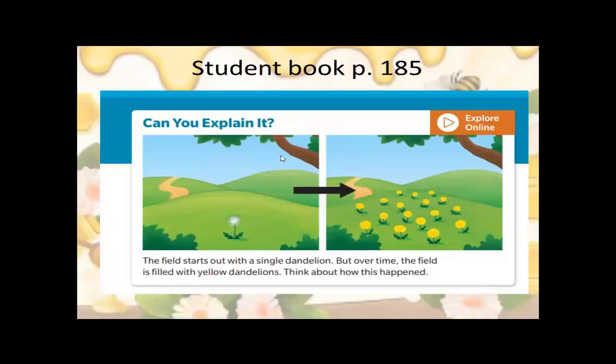Let's move to session 2 in plants life cycle. These fields start out with a single dandelion flower, but over time the field is filled with yellow dandelions. Think about how this happened.